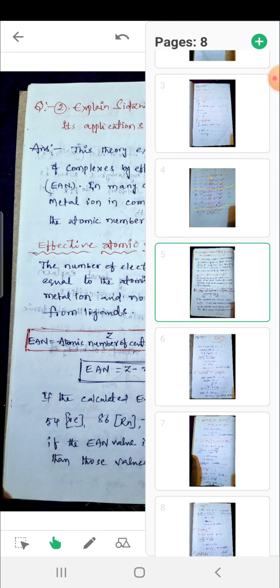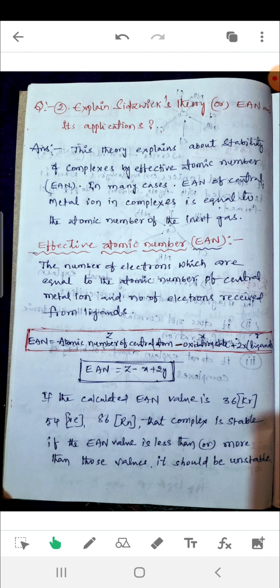So now let us go into discussion of one of the important questions, that is: explain the Sidgwick theory and EAN application. What is this theory? You have to remember this theory explains the stability of complexes by effective atomic number. This theory explains the stability of complexes. In many cases, the EAN of the central metal ion in complexes is equal to the atomic number of the inert gases. The EAN value of complexes is equal to the atomic number of the inert gas elements.